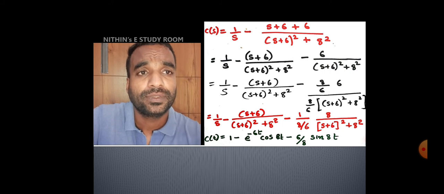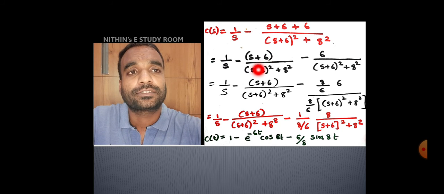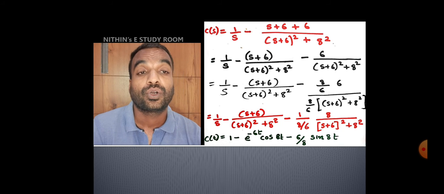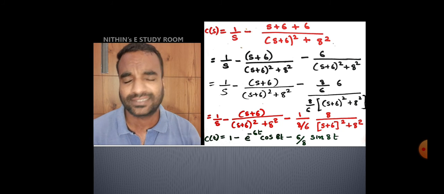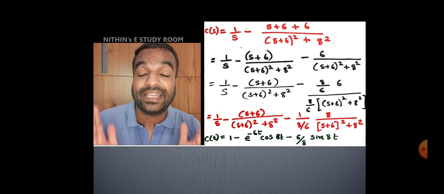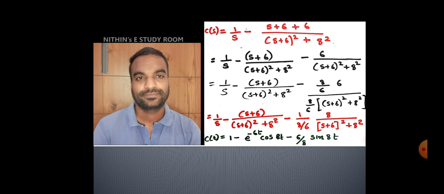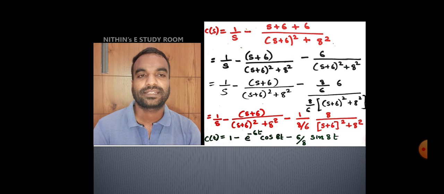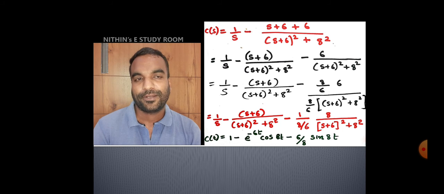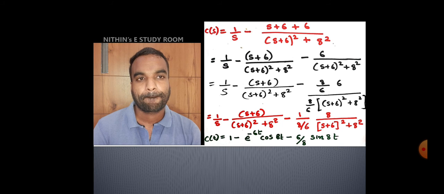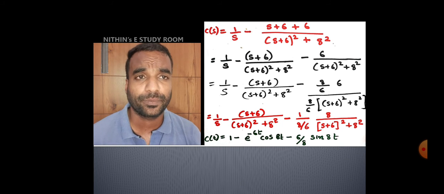Okay. Now, is it okay now? s plus 6 by s plus 6 square plus 8 square is nothing but cos 8t. Let me ask one thing. What is the Laplace transform of cos omega t? It is s by s square plus omega square.